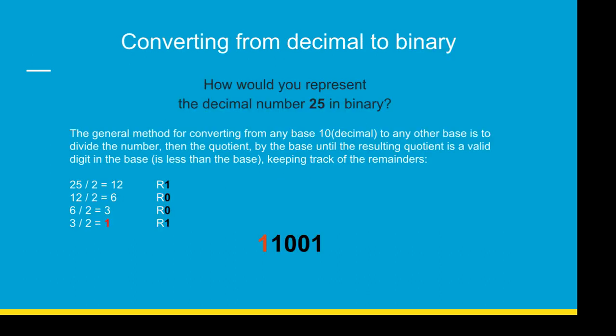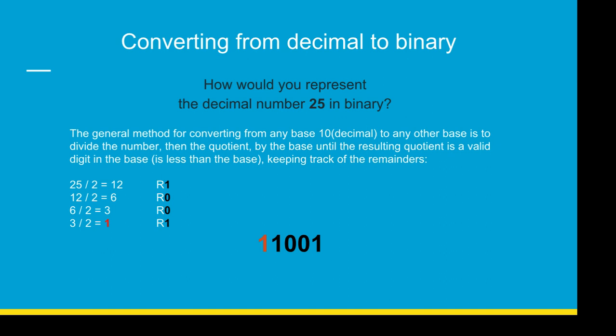Now, how would we convert from decimal to binary? So far we've talked about going from a non-base 10 number to base 10. We just multiply the digits by the number represented by that place, and that's how we go from a non-base 10 number to decimal. But how do we go the other way? How do we go from decimal to another base?